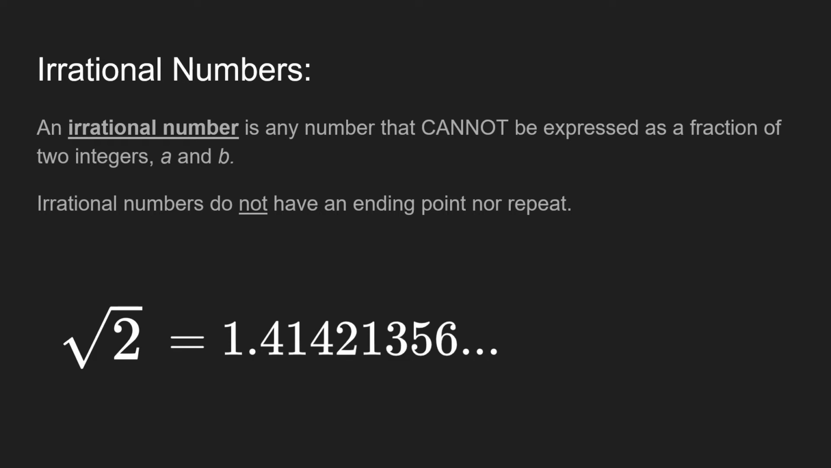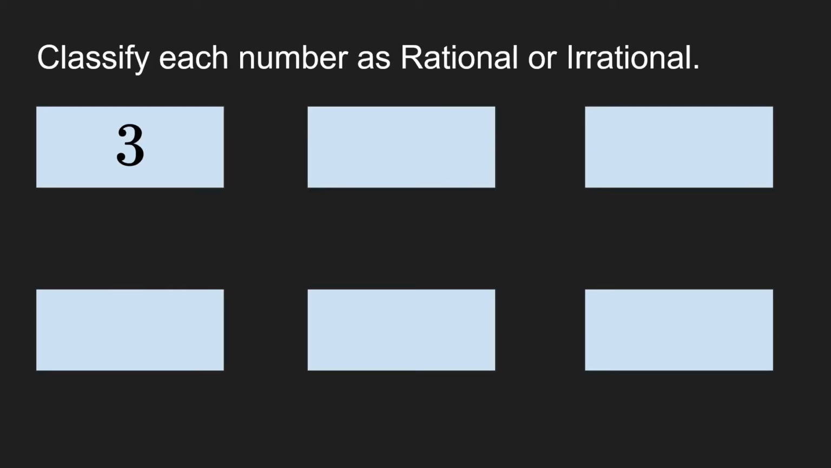Irrational numbers always have a square root around them. And another property of irrational numbers is that there is not a negative sign on the inside of the square root. So now let's classify some numbers as rational or irrational. Our first example is 3. Since 3 is an integer, 3 is a rational number. No questions asked.